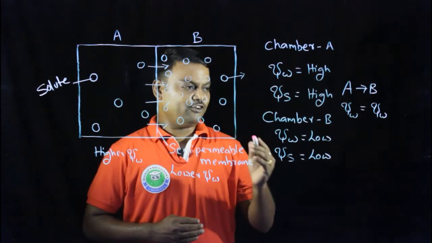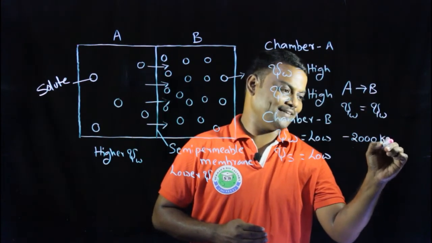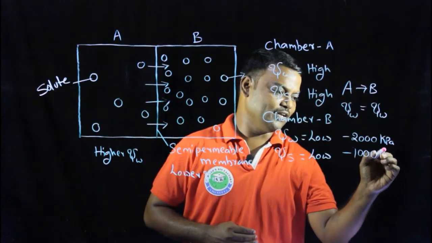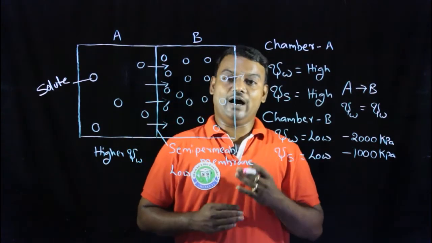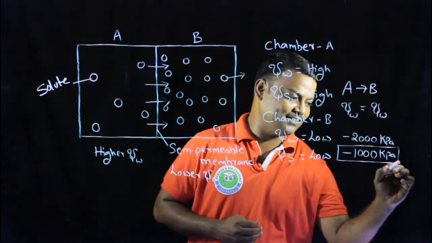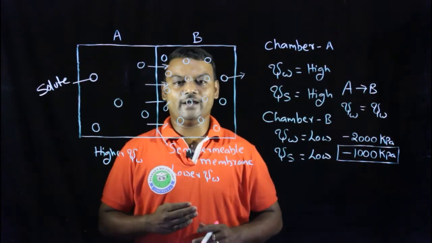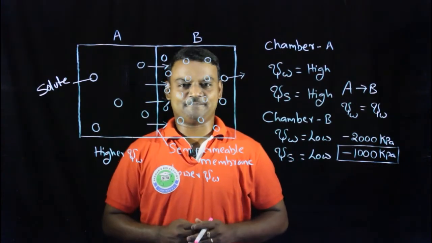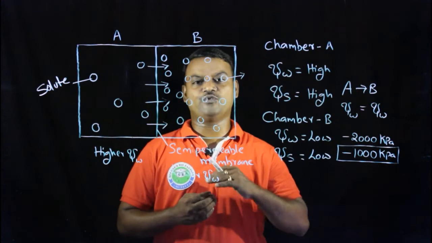At the same time, if one chamber has minus 2000 kilopascals water potential and another chamber has minus 1000 kilopascals water potential, in this condition which one has the higher water potential? Because minus 1000 kilopascals is a higher value, these minus 1000 kilopascals have higher water potential. Generally, the osmosis process is of two types depending upon the movement of water from outside to inside or inside to outside of a cell.